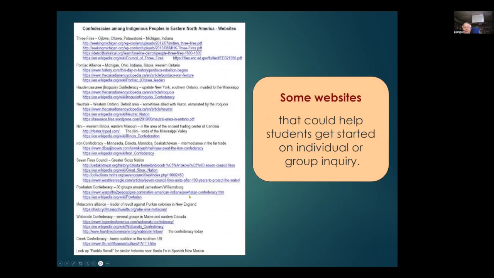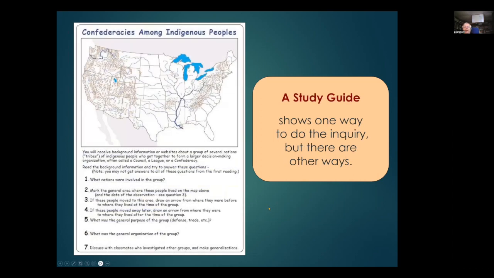The activity that you might try with students, if you just want to kind of tune out for half a day, is to give each one of them one of these confederacies and a couple websites that they can look at, and their job is to come up with a map of, well, we've got a possible worksheet that they could fill out.